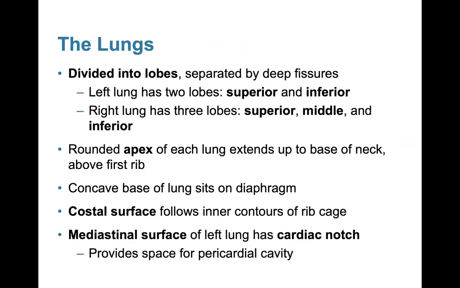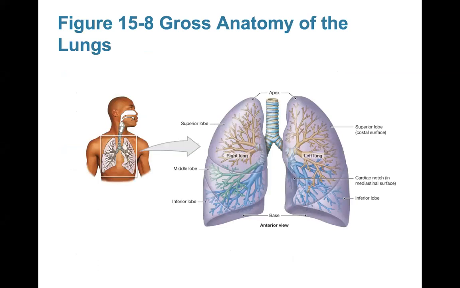The lungs are divided into lobes. They are separated by deep fissures. The left lung has 2 lobes, the superior and inferior lobe. The right lung has 3 lobes: superior, middle, and inferior. The apex of each lung extends up to the base of the neck above the first rib. The concave base of the lung sits on the diaphragm. The costal surface follows the inner contours of the rib cage. And the mediastinal surface of the left lung has a cardiac notch. This provides space for the pericardial cavity. And you can see that here, this little notch out right here, this is that cardiac notch.